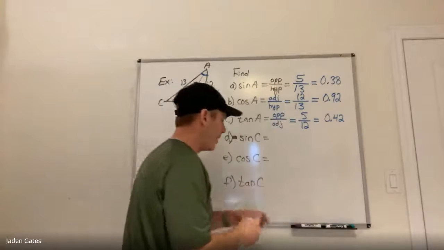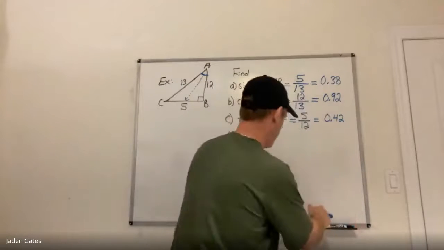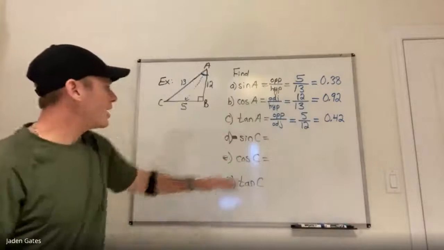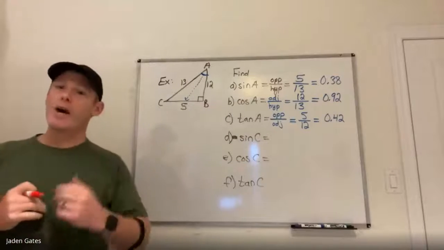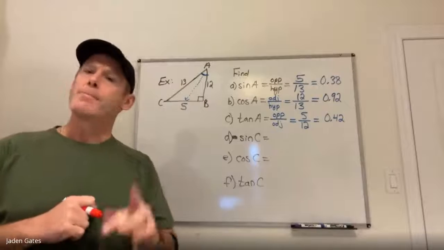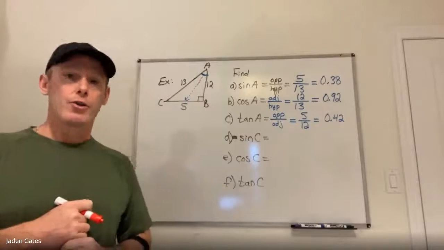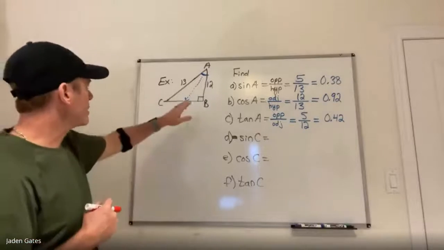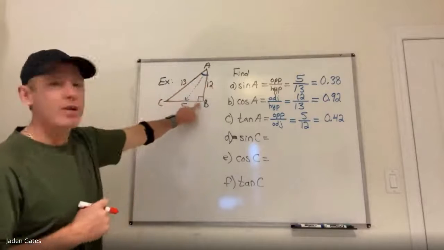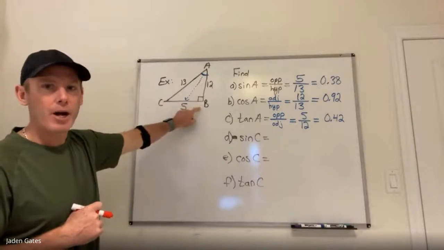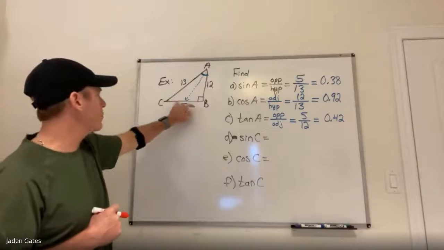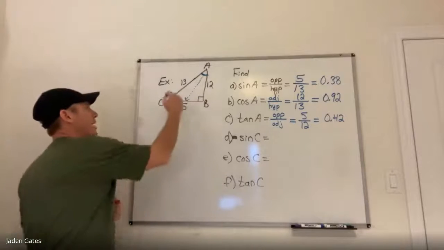All right. Now, next up, sine of angle C. So now we're finding the sine ratio again, but we're looking from a different angle. There's only 2 angles you can look from. In this case, it's either A or C. You can never look from the right angle. You can never look from the right angle in trigonometry. So this time we're looking from angle C.